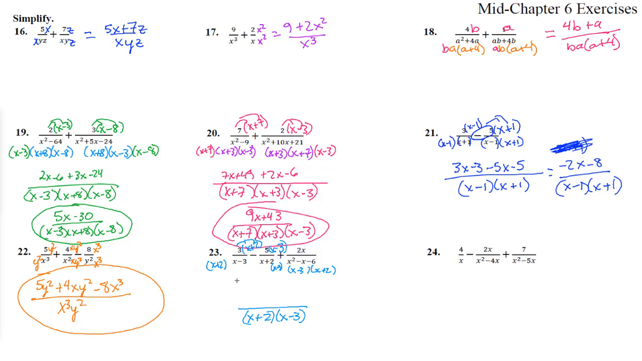We now have 3x plus 6 minus 5x plus 15. Make sure you see that minus 5 jumping in, and then the plus 2x. So 3x minus 5x is negative 2x plus 2x. The x's all go away, and we're just left with 21 over x plus 2 times x minus 3. Cool. Number 24.